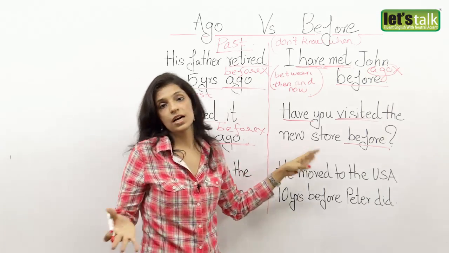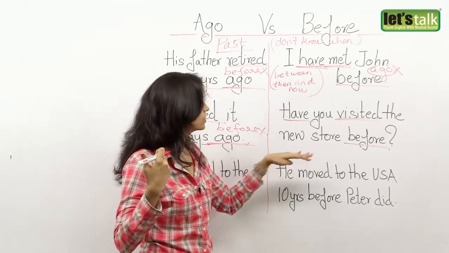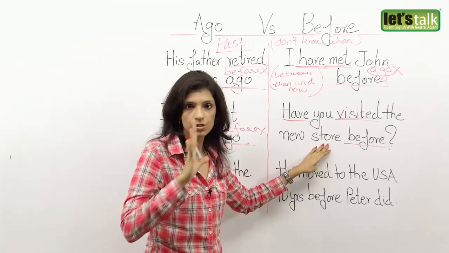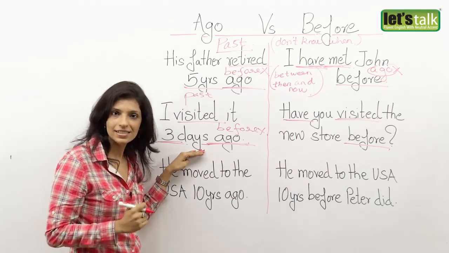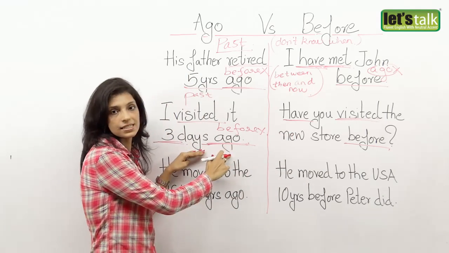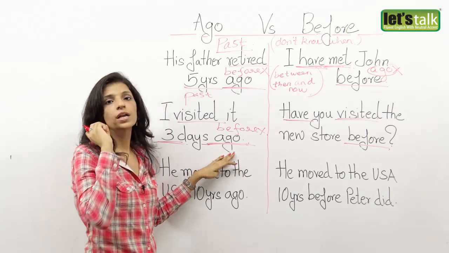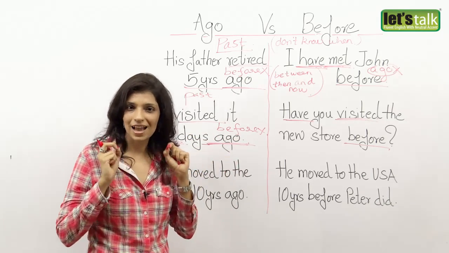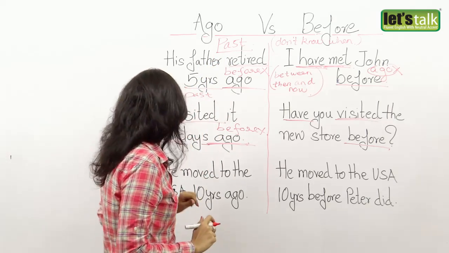Here I'm just casually asking, have you visited it before? Any time before, from the time probably the store opened up to now. There is no specific time mentioned. But here I am specifying and said, yes, I visited it 3 days ago. So remember, we use ago when you are talking about a particular moment or something that happened in the past. Alright, let's take a look at the next example.